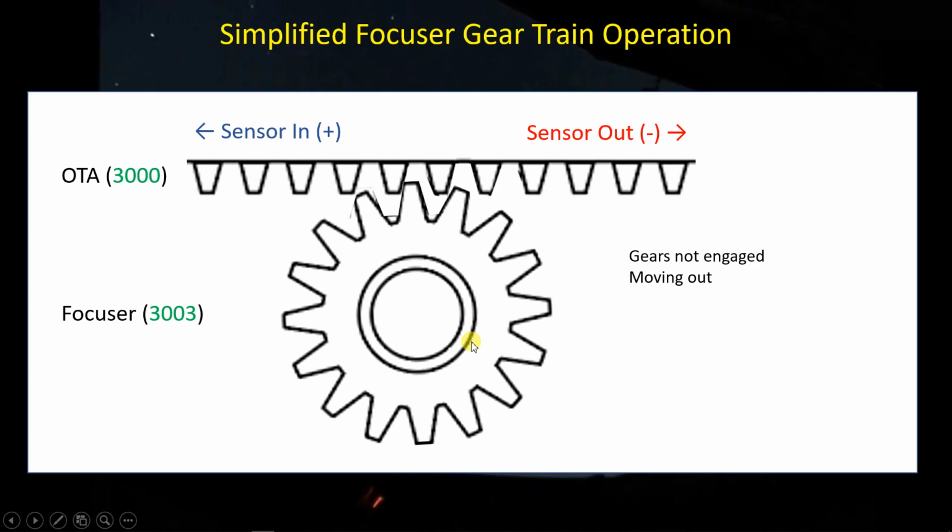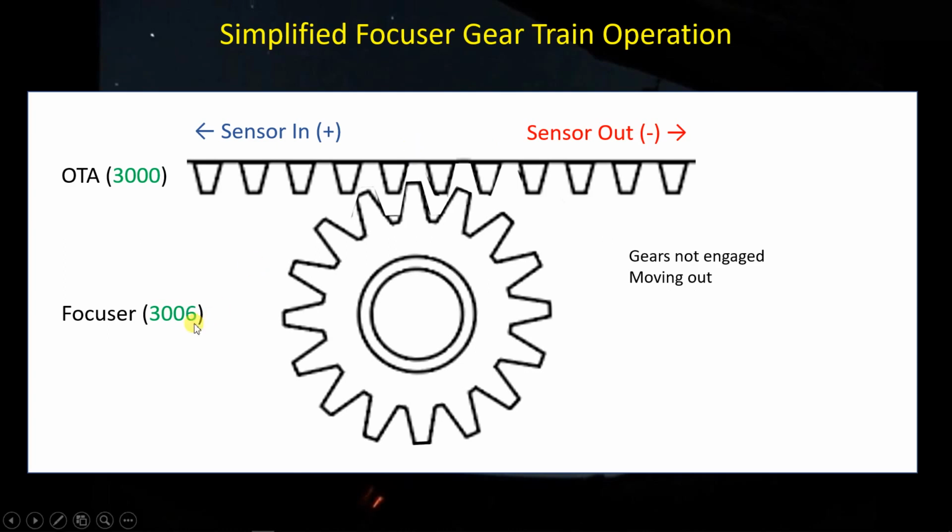Now, I just made a little step move, you saw it go back. Notice I made the move here. All right, so the gears are not engaged at this stage. This gear tooth has separated from this gear tooth. Now the focuser has moved by 3 steps in the outward direction, but the OTA side of the focuser, the rack, has not. So the sensor has not moved at all.